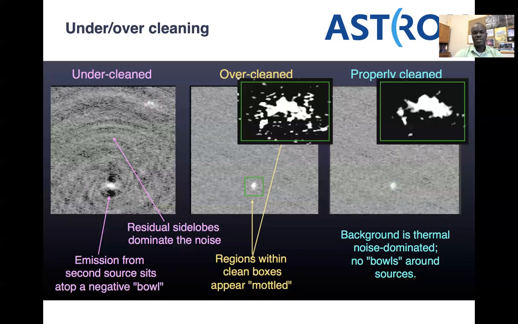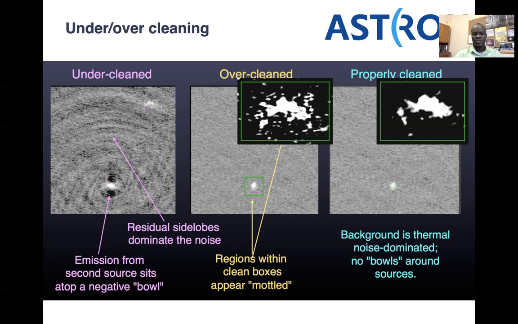One of the main problems you face in running the task clean in order to Fourier transform your visibilities to the image plane is that you run the risk of either under cleaning or over cleaning. If you under clean, one of the real problems is that you retain these residual side lobes that dominate the noise. And if you over clean, then you have things that are modeled up. You have strange looking emission around your real target. If you over clean, also sometimes you get dips in practice. You get some extra dips all around.